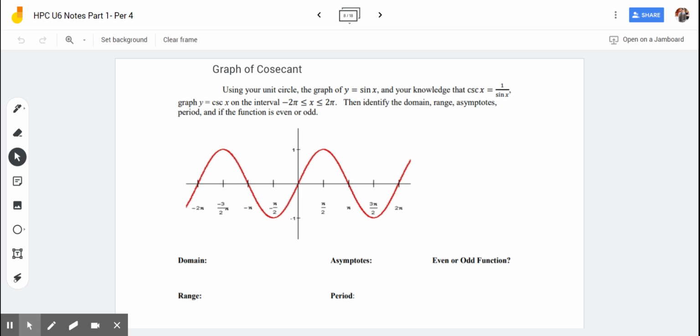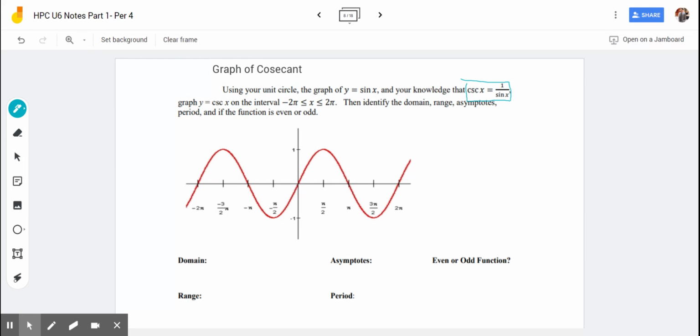All right, guys, in this video, we're going to go over the parent function for the graph of cosecant. So if you recall, using your unit circle, the graph of y equals sine of x, and your knowledge that cosecant of x is equal to 1 over sine of x. Let's box this in.